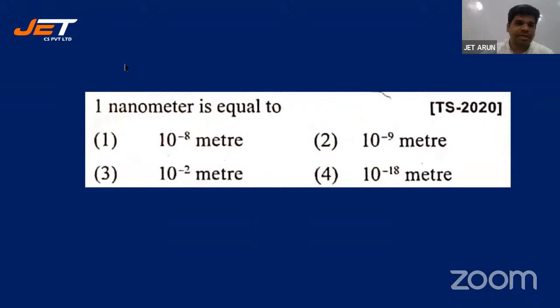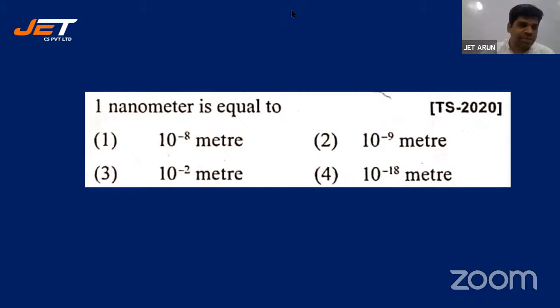All right. Here, another question. 1 nanometer is equal to how many meters? 10 power 8, 10 power minus 8 meters, 10 power minus 9 meters, 10 power minus 2 meters, 10 power minus 18 meters. Which of these is correct? Jyoti says 1.